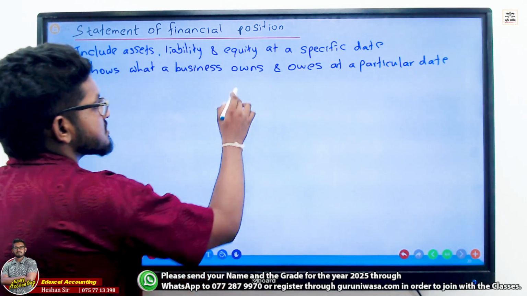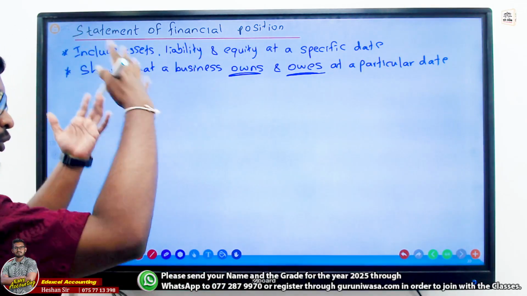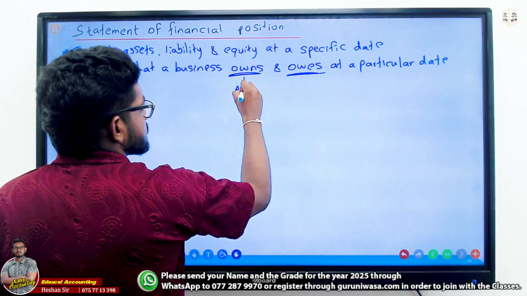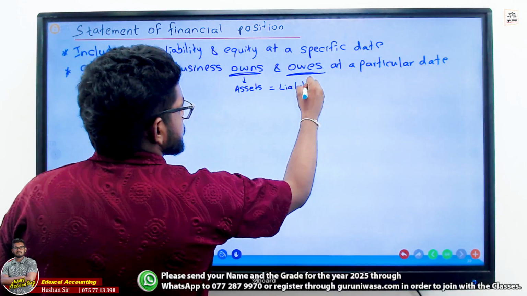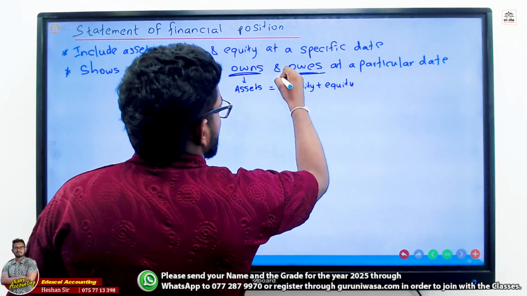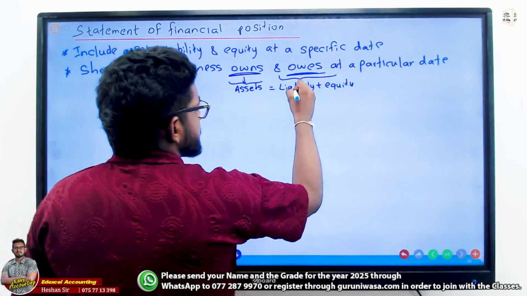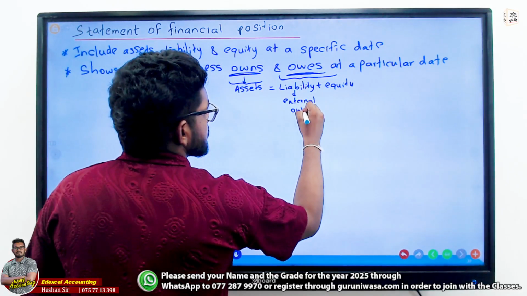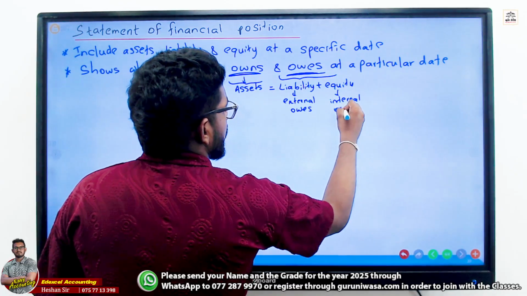Owns means what the business possesses. Owe means liability, like to the owner or the external party. Owns means assets. This should equal liability plus equity. Owns means these two. Owes means these two. This is external. Owes. This is internal, owed to the owner.